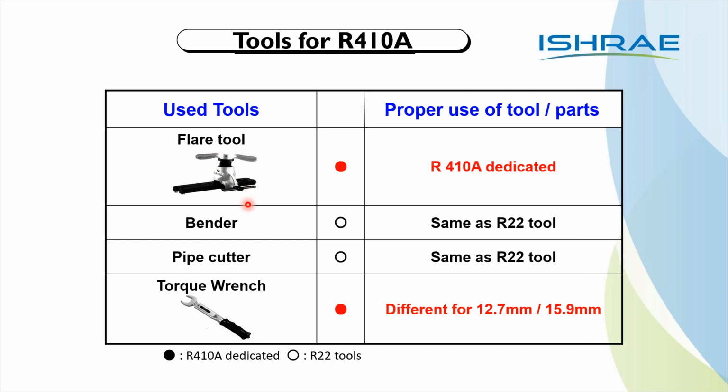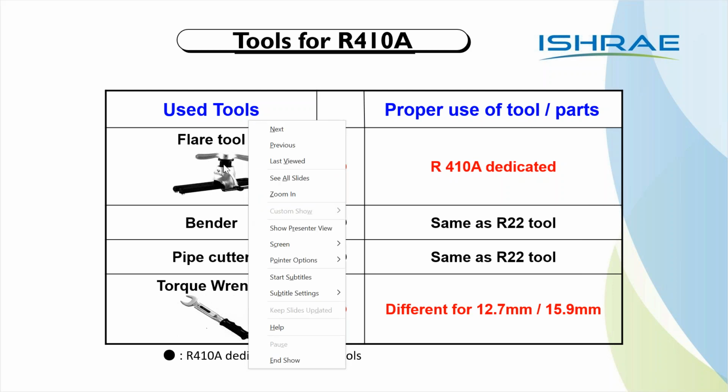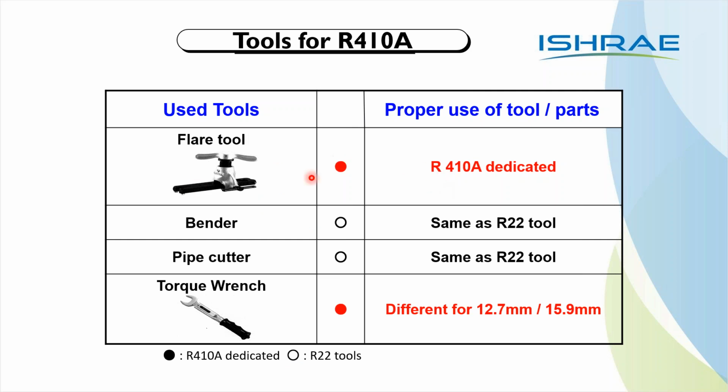Once the desired amount of flare is achieved, it is something like a ratchet. It doesn't continue to flare further. So that is known as a clutch type flaring tool. So it is important for you to use a clutch type flaring tool. Again, a specified tool for R410A. Tube bender can be same as R22. Pipe cutter can be same as R22.